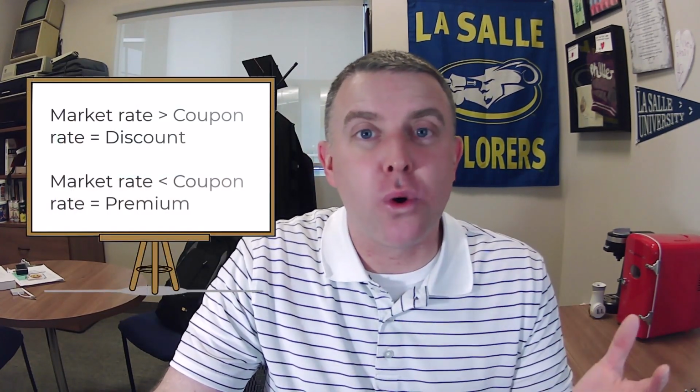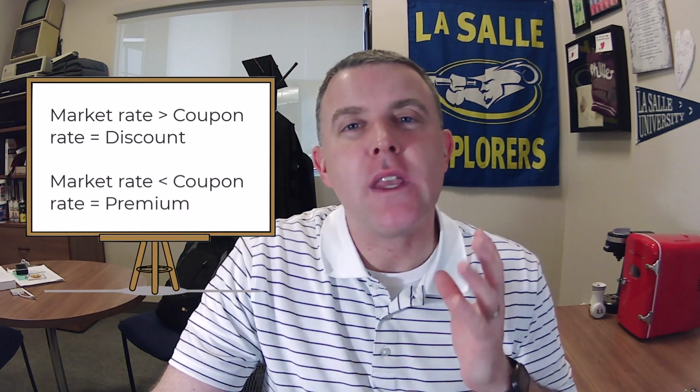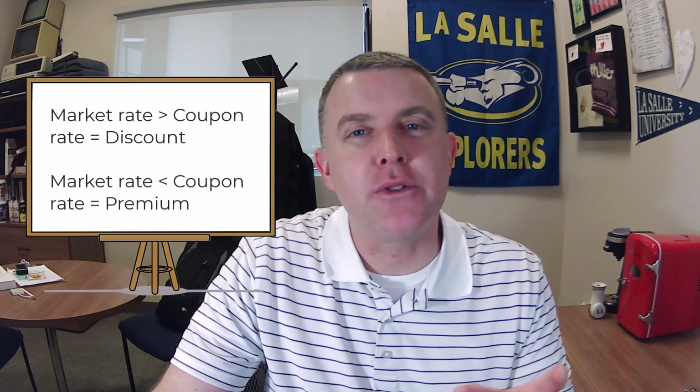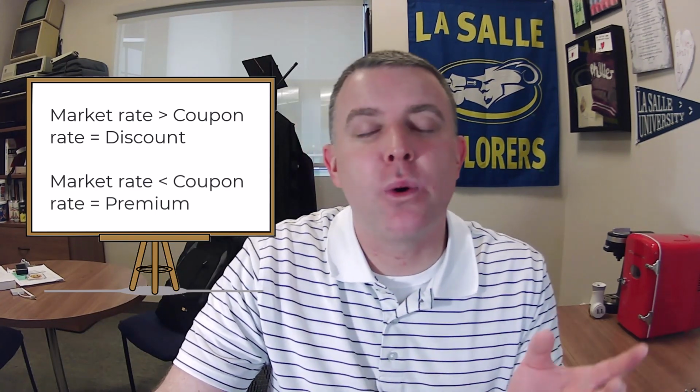So the rule of thumb here is that if the coupon rate of a company's bonds is lower than the market rate of interest, the bonds will sell at a discount, and vice versa. So if the market rate is lower than what the company's bonds are paying, the bonds will be able to sell at a premium.